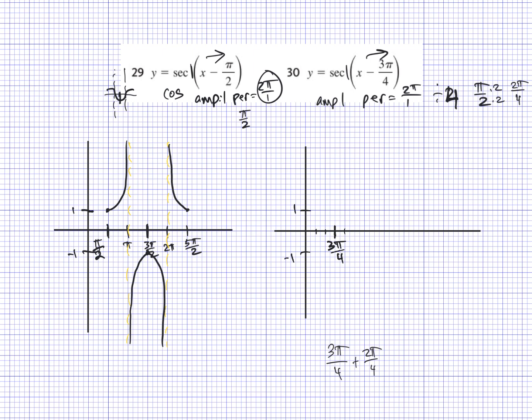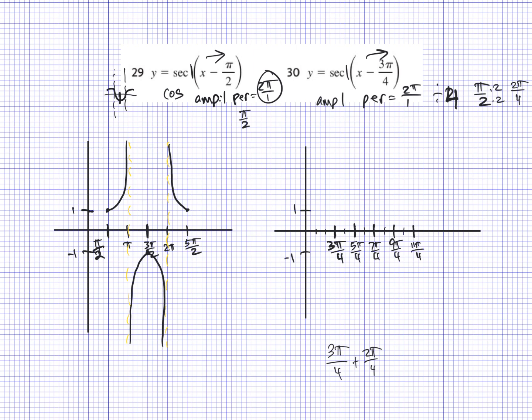So that's 4 pi over 4. There's 5 pi over 4. And then 6 pi over 4, 7 pi over 4. 8 pi over 4, 9 pi over 4. And one more, 10 pi over 4, 11 pi over 4.